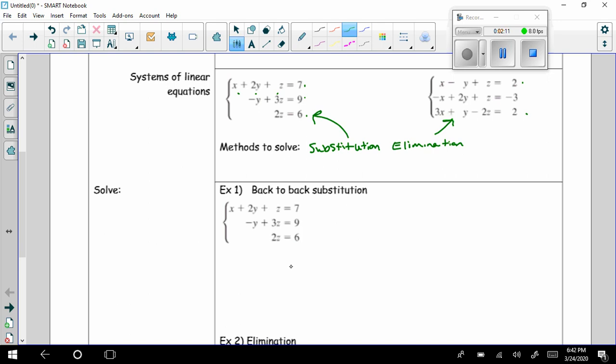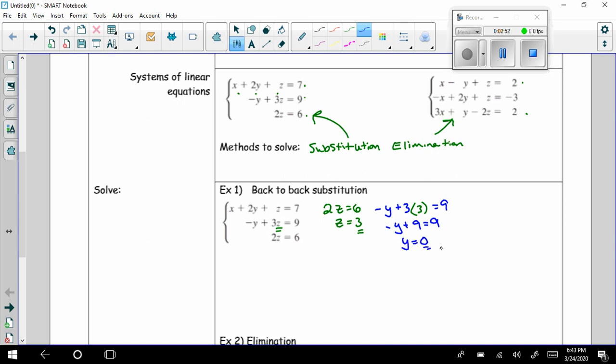The textbook calls this like the triangle method. I've never heard that before, but back-to-back substitution, I think just because it looks like a triangle, because we already know the value of z. If 2z is equal to 6, then z is equal to 3. So we can just take that 3 and plug it into that next equation, because negative y plus 3 times that 3 that we can just substitute in right there is equal to 9. All right, so then we can just solve that out. So negative y plus 9 equals 9. Well, those are going to cancel to 0, so y equals 0.